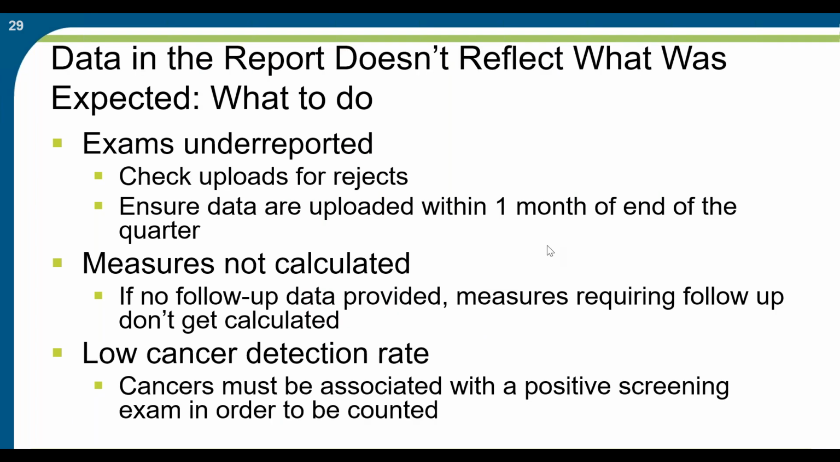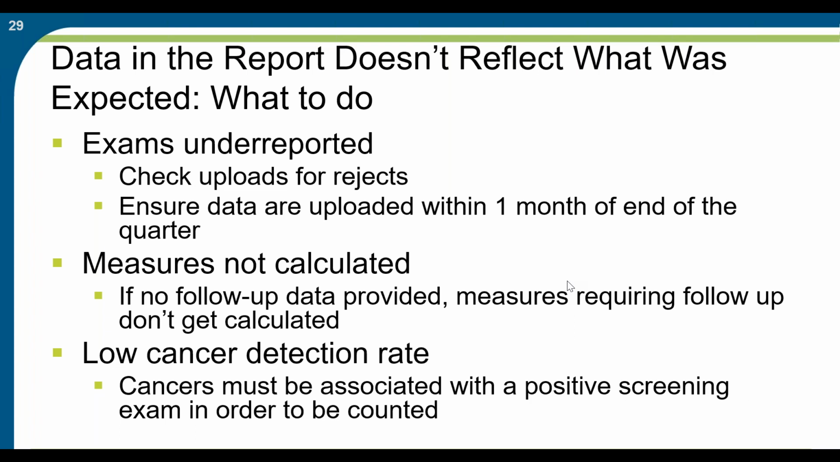So when you get your aggregate reports, they might not show the results that you expect. This could be due to a number of reasons. For example, your exams could be underreported because some of them were rejected during the upload process. This also happens when we don't get your exams in time to include in the report. As we mentioned a couple of times in this webinar, we have to get your data by the end of the last business day of the month following the end of the quarter. You have to get us March data by the end of April, June data by the end of July, and so on.